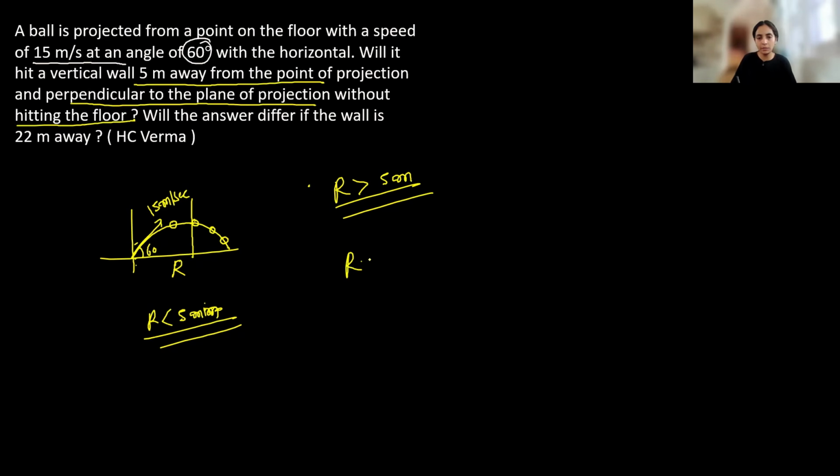यहाँ पे रेंज क्या होगा? रेंज का फॉर्मूला क्या होता है? u square sin 2 theta by g. So this is going to be 225 into sine 120, that is your root 3 by 2 into 10. So 15 into root 3 by 4.